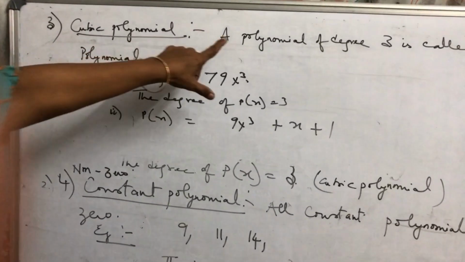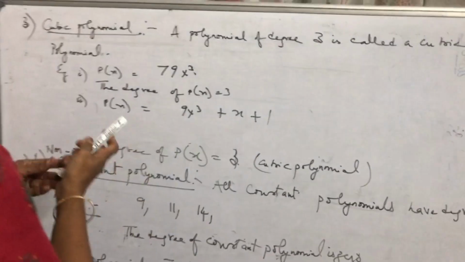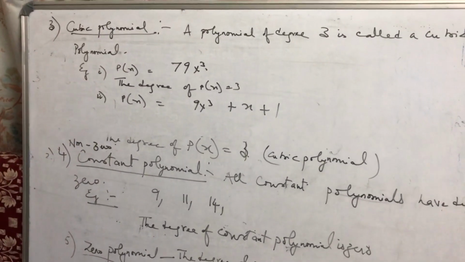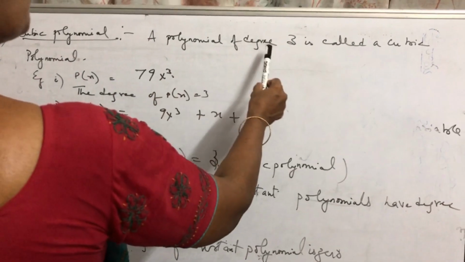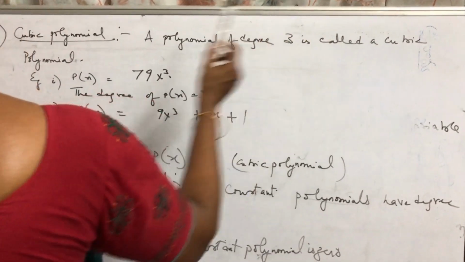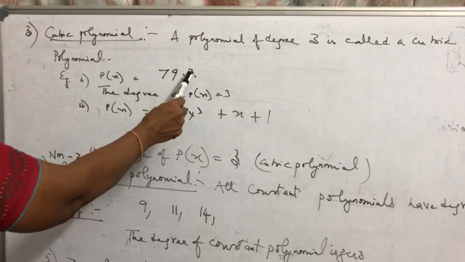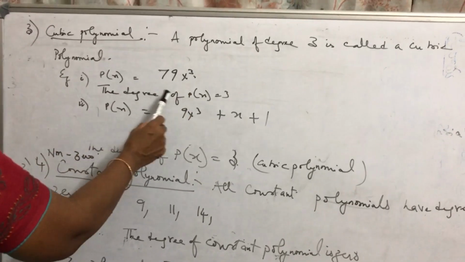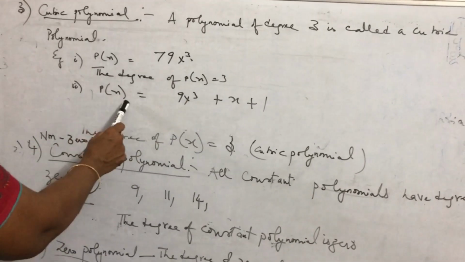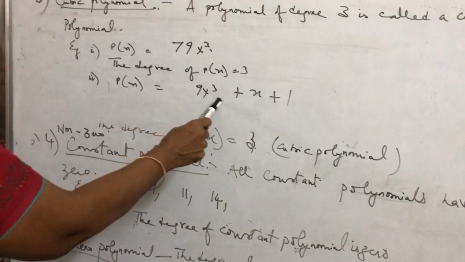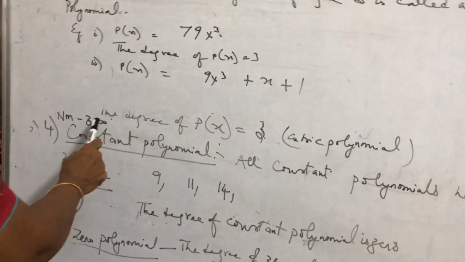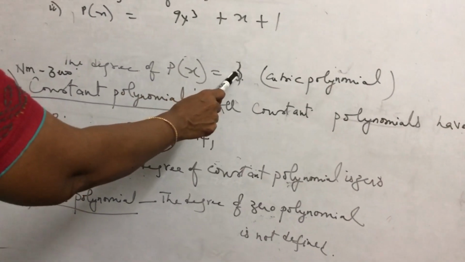A polynomial of degree 3 is called a cubic polynomial. The highest power of x is 3, whose degree is 3. Second example, p of x is equal to 9x cubed plus x plus 1. The degree of p of x is equal to 3.